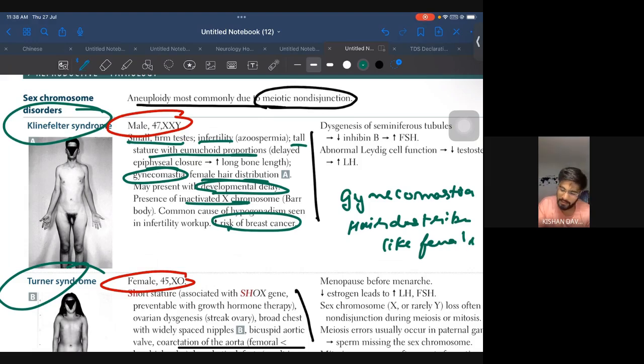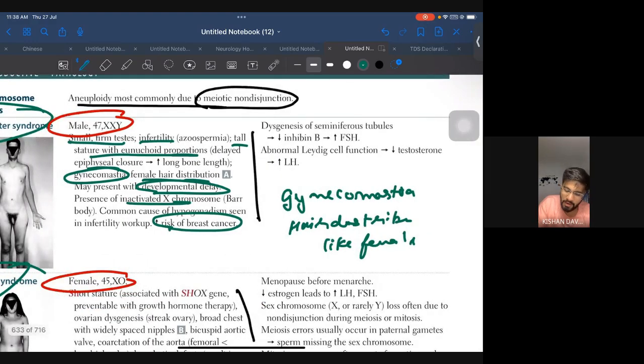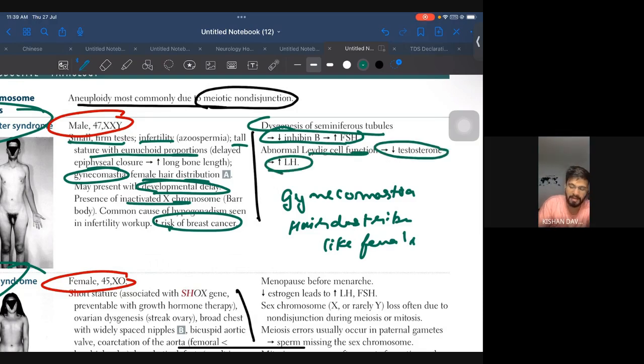And let's see the lab values that they will be asking you. Dysgenesis of the seminiferous tubules, so decrease in inhibin B is going to increase FSH. We saw this in the embryology only yesterday, sorry, anatomy, in the Sertoli cells section, in the seminiferous tubules. If inhibin B increases, then FSH will decrease. So this is what you have to remember. Abnormal Leydig cell function, so decrease in testosterone, increase in LH.